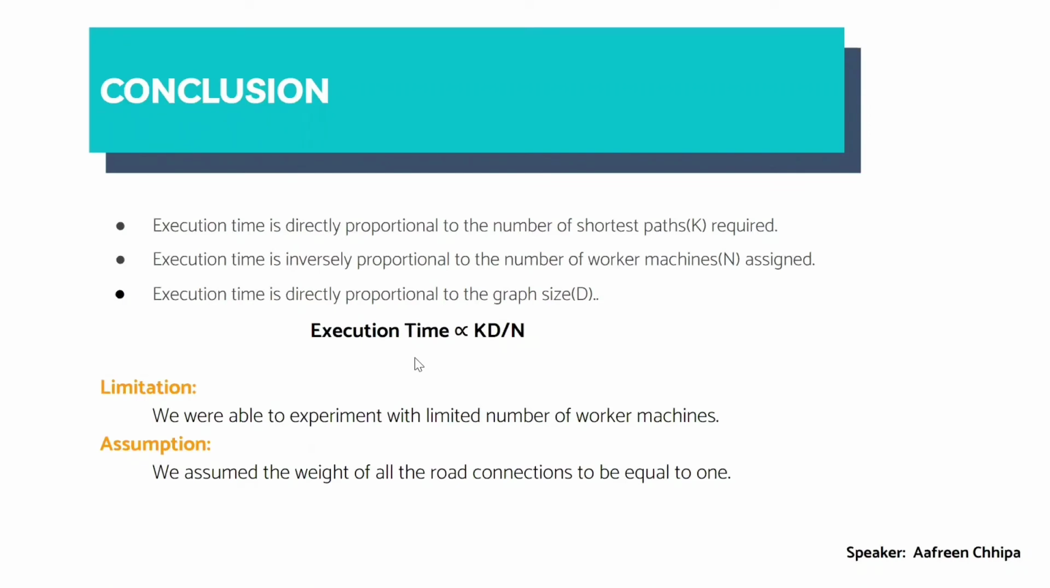After carefully conducting all the experiments and observing the findings, we came to the conclusion that execution time is directly proportional to the number of K shortest paths required. Execution time is inversely proportional to the number of worker machines. Execution time is directly proportional to the graph size. All this can be summarized in the equation given here: execution time is proportional to KD divided by N. But the limitation in our project is that we were able to expand with only a limited number of worker machines. And for this conclusion, the assumption to be made is that the weight of all the road connections equals 1.